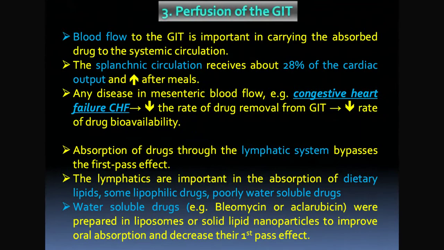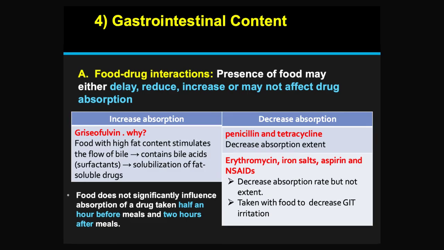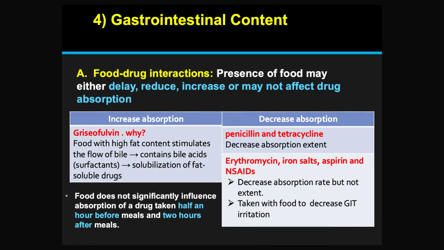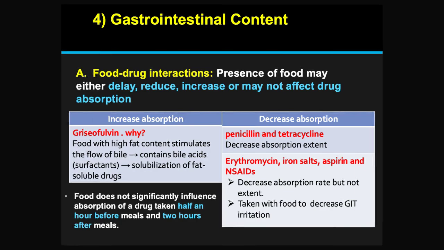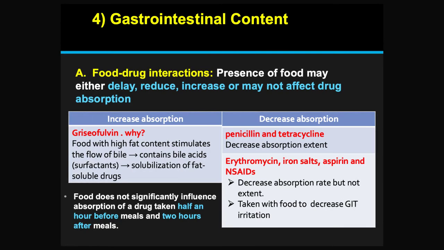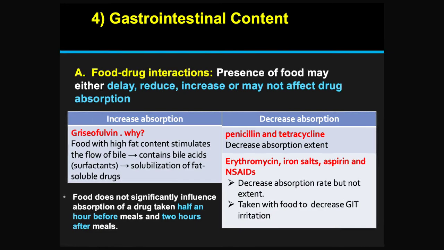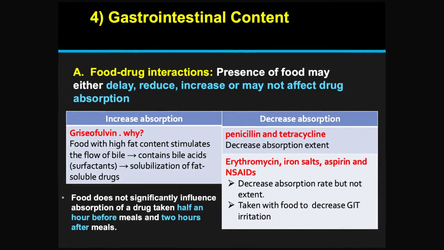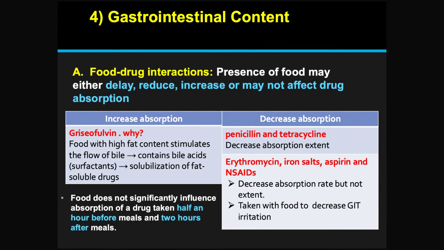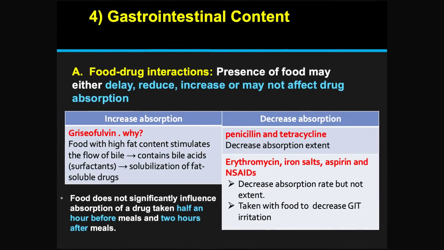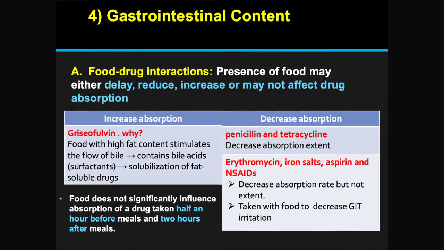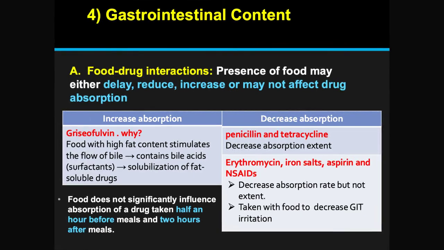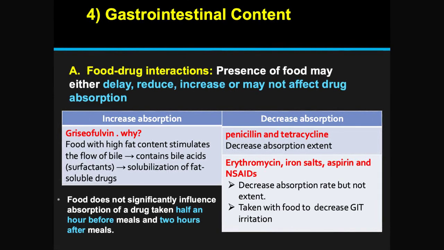The presence of food acts as a chemical variable that can multidirectionally shift absorption kinetics, either by enhancing solubilization or creating physical and chemical barriers. Take griseofulvin, for instance. Fatty acids trigger a bile surge, releasing surfactants that essentially act as molecular detergents to solubilize this lipophilic drug for better uptake. Conversely, while penicillin sees a total reduction in absorption extent, compounds like aspirin and NSAIDs primarily suffer a decrease in absorption rate, a trade-off we often accept to minimize direct mucosal irritation.